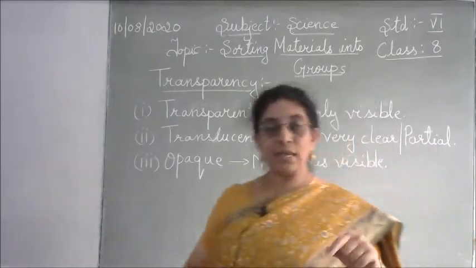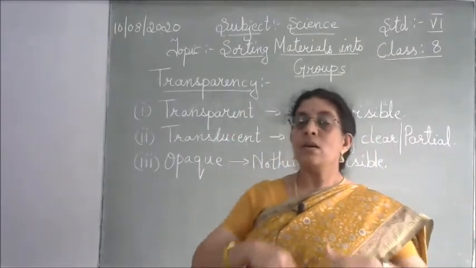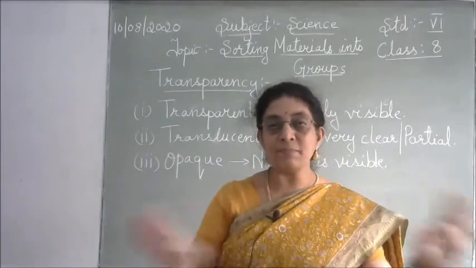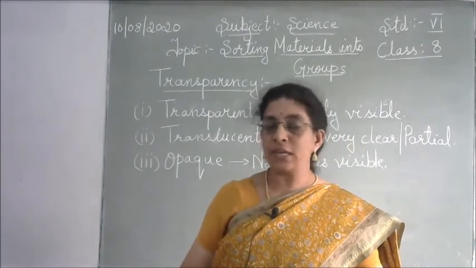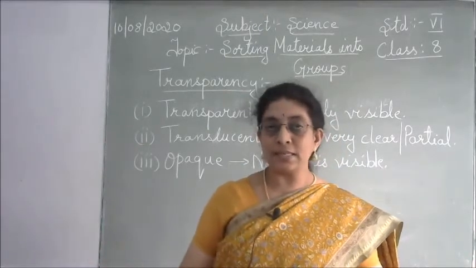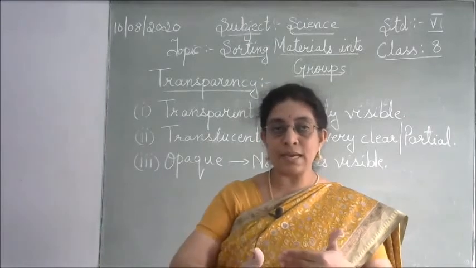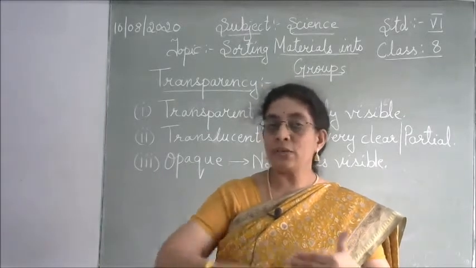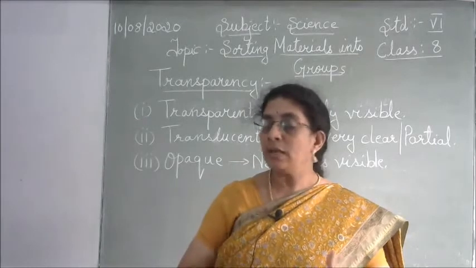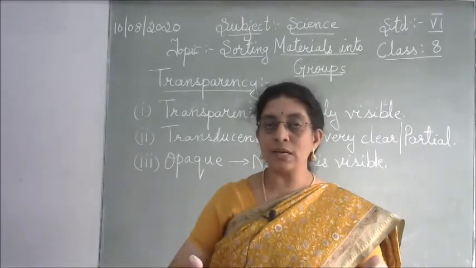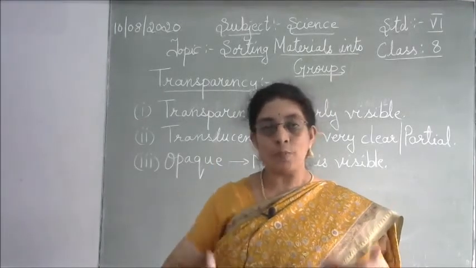And next is the opaque. Opaque means what is on the other side is completely not visible. Nothing can be seen on the other side. For example, you are standing in front of a wall. Can you tell what is behind the wall? Definitely not, because a wall is an example of opaque objects.